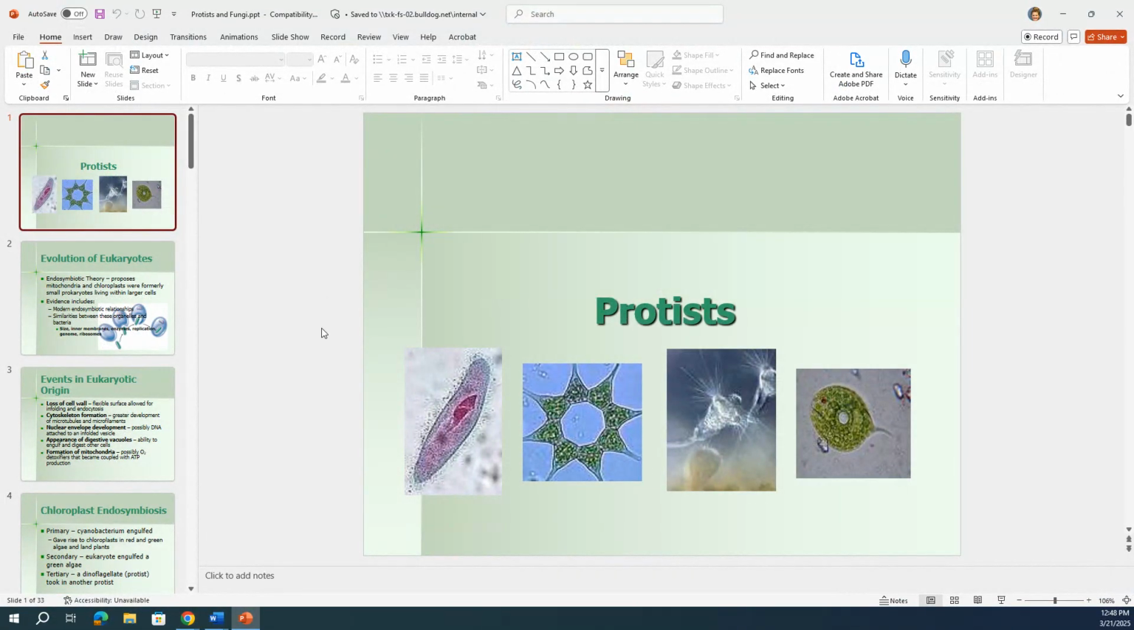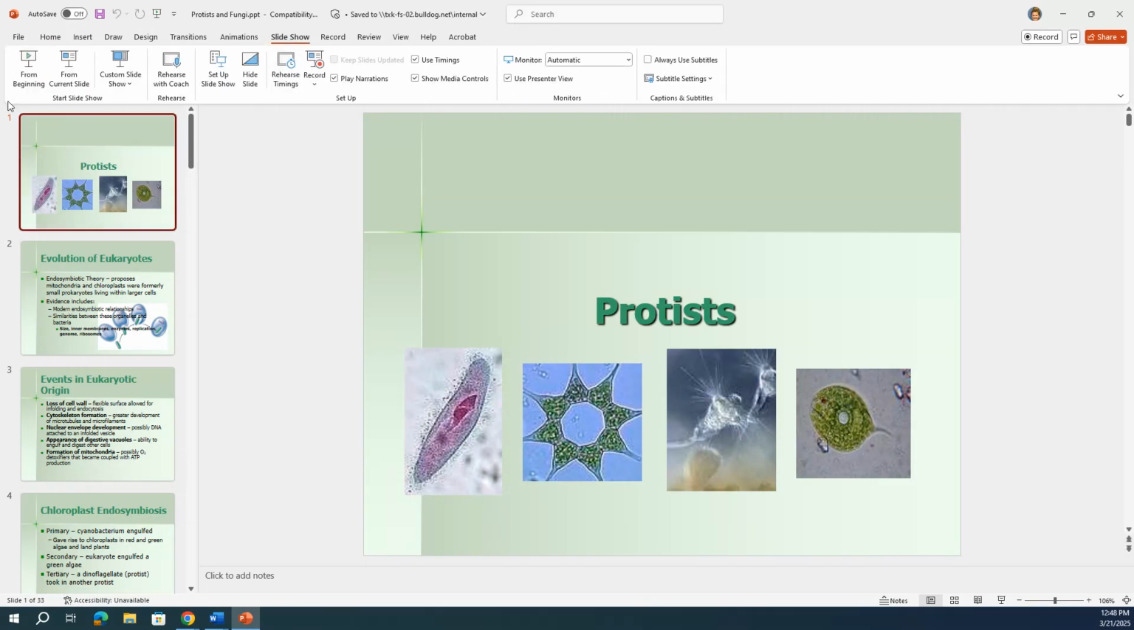Alright guys, so we're going to keep moving forward and start talking about our next couple of taxonomic groups. The next lesson is over protists and fungi, but we're actually going to split it up into a couple of days. We're going to cover protists today and then we will cover fungi on another day.